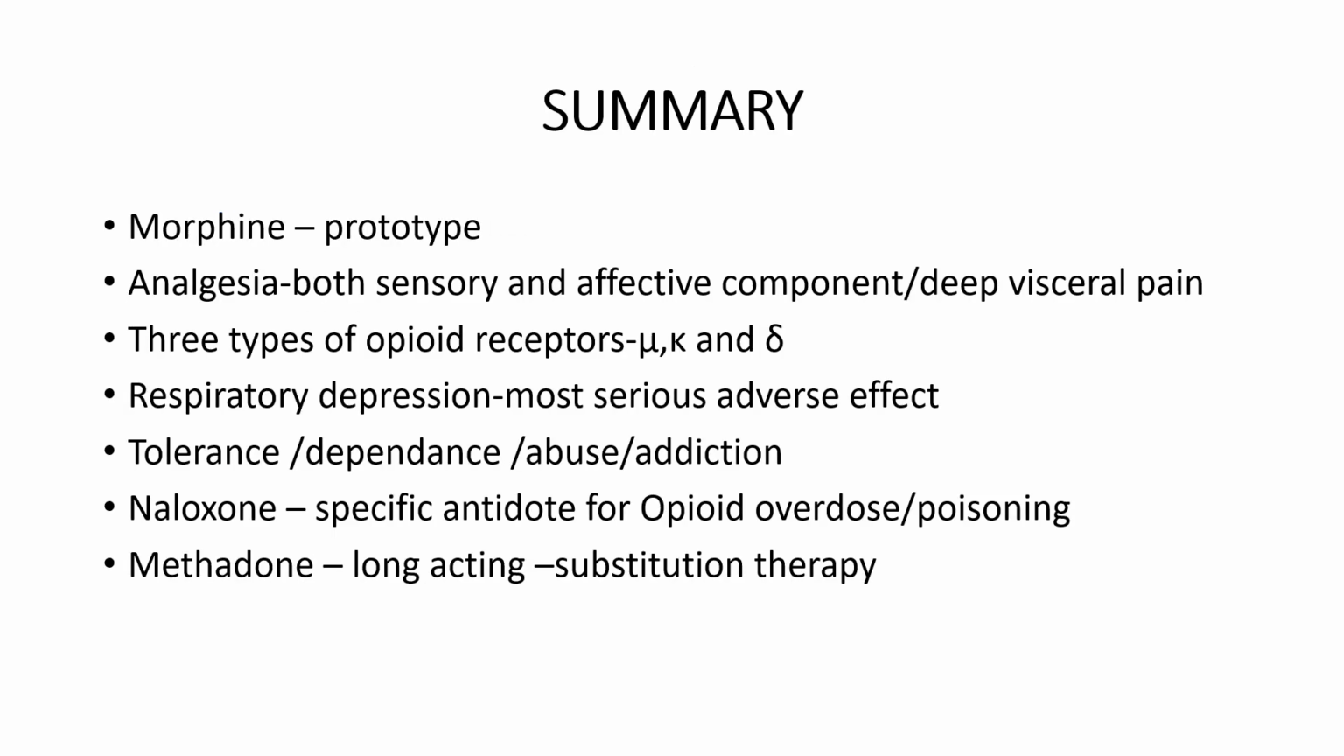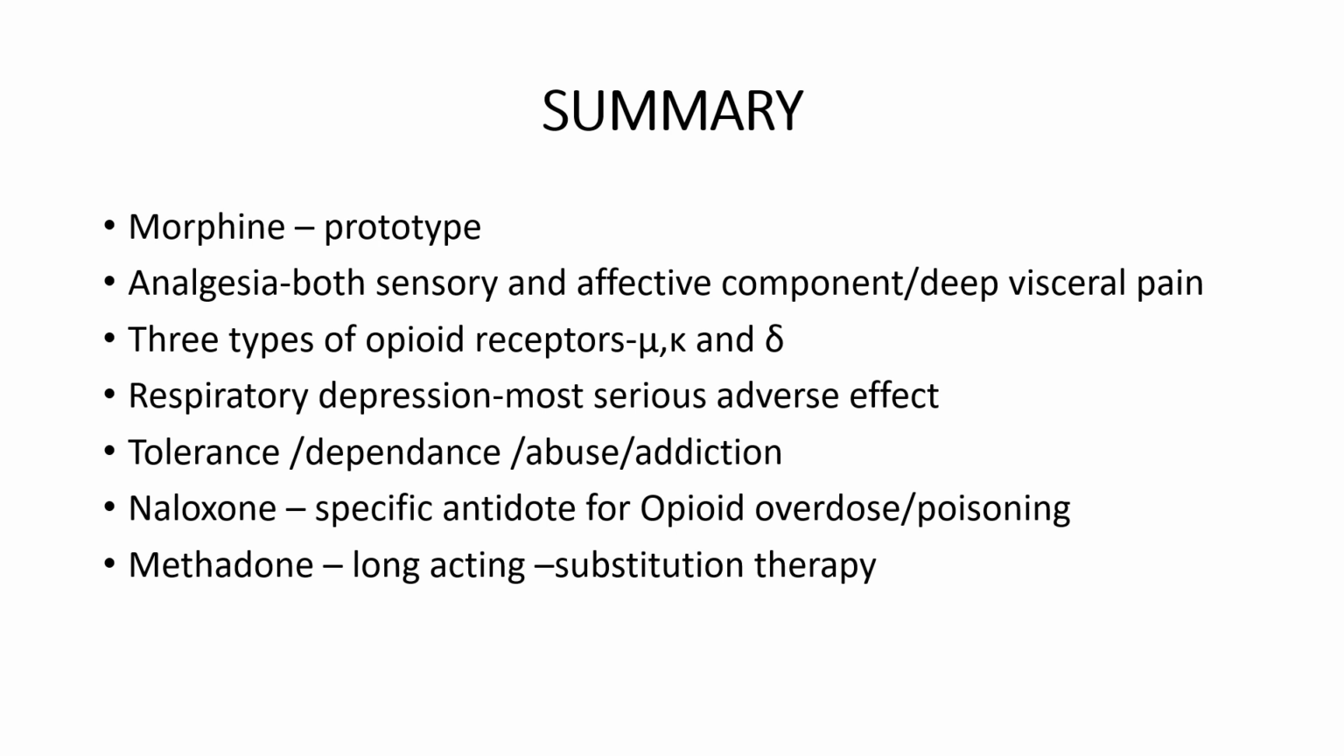To summarize, morphine is the prototype of opioid analgesics. Analgesia is the most important action, and the most important use of the opioid group of drugs. It affects both sensory and affective components of pain, especially deep visceral pain, which responds much better to opioid analgesics. There are three types of opioid receptors: mu, kappa, and delta. Respiratory depression is the most common and serious adverse effect which should be carefully monitored while using opioid analgesics, and they are more prone to cause tolerance, dependence, abuse, and addiction.